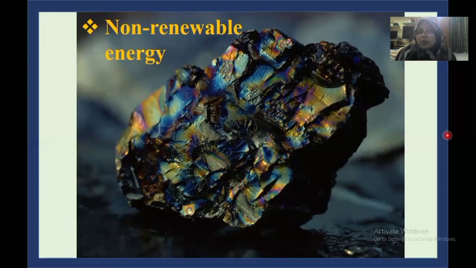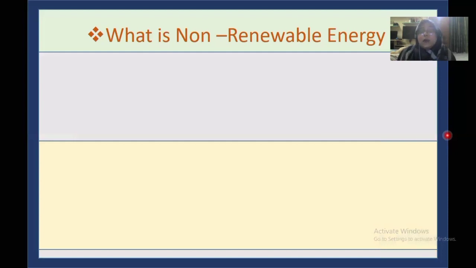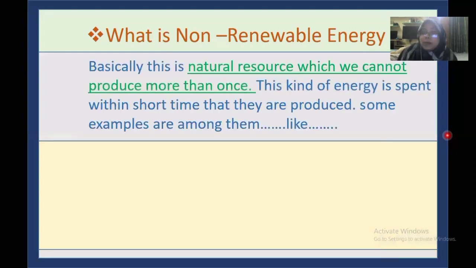You are given a picture where we are watching a beautiful coal, right? And the topic name is non-renewable energy. Why? Or what is non-renewable energy? We have to know first. So what is it basically? This is a natural resource which we cannot produce more than once. That means the significant thing has been given: a natural resource which we cannot produce more than once, that is non-renewable energy. This kind of energy is spent within a short time after it is produced.